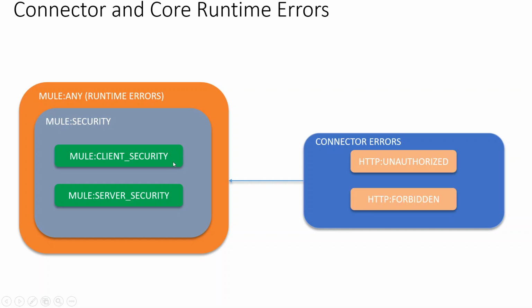So that's the basic structure of Mule errors. The Java code raises an exception that gets wrapped up into a connector error. The connector error comes under any of the Mule implicit core runtime errors, and then it travels up the hierarchy.